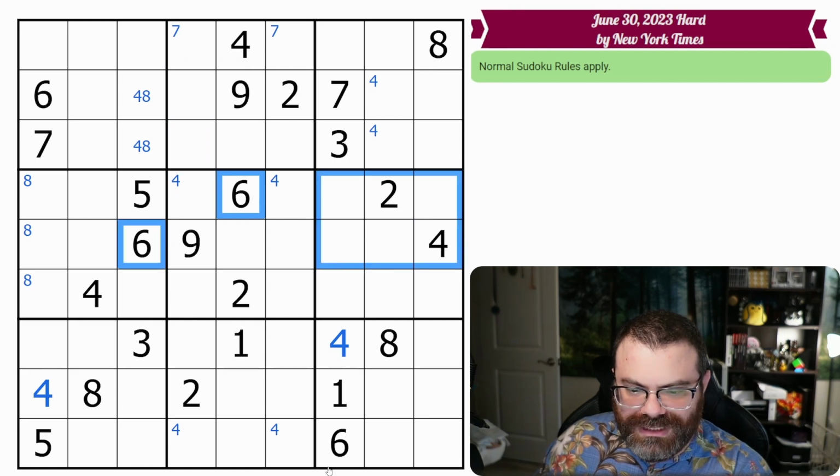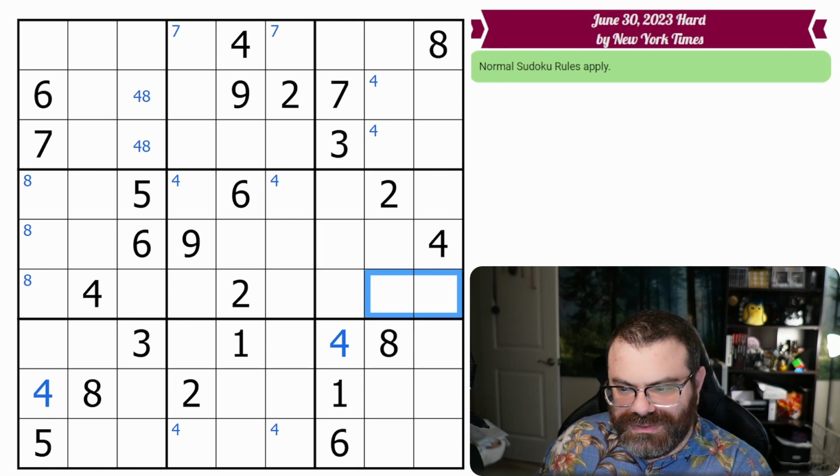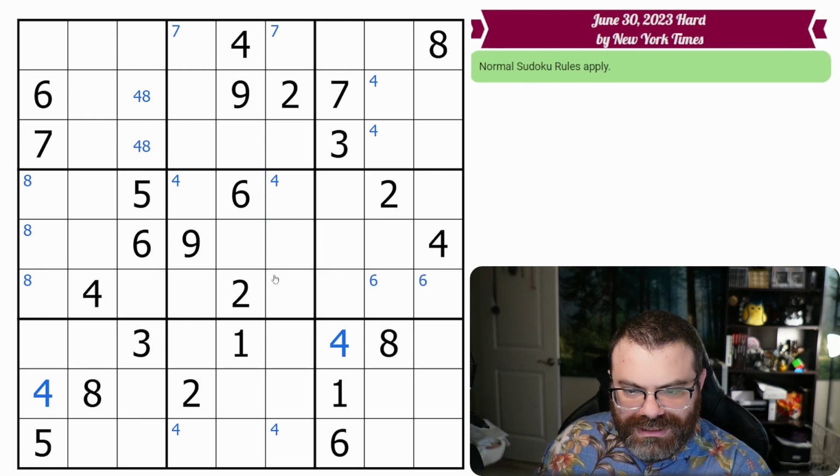We have 2 6s. We have this 6 crossing as well. So there's a 6 over here. We have 2 2s. So we're going to start with the ones that double up because those are always going to be pencil markable. We have these 2 4s, which we already marked.